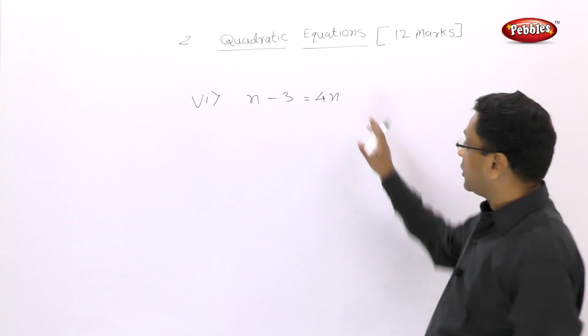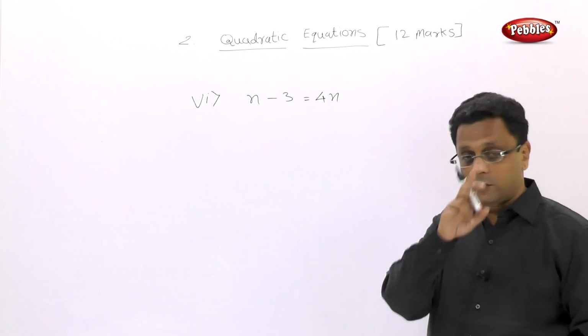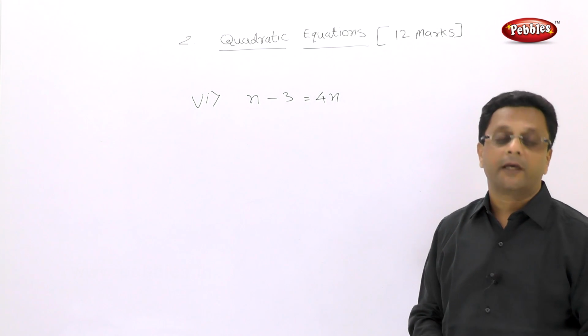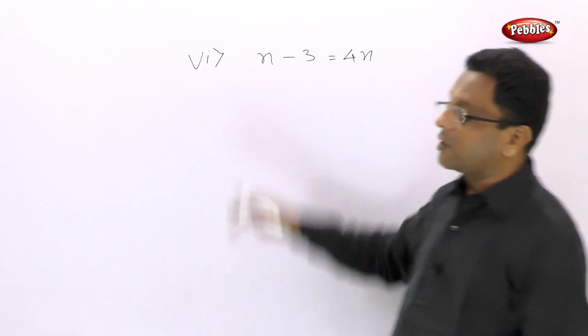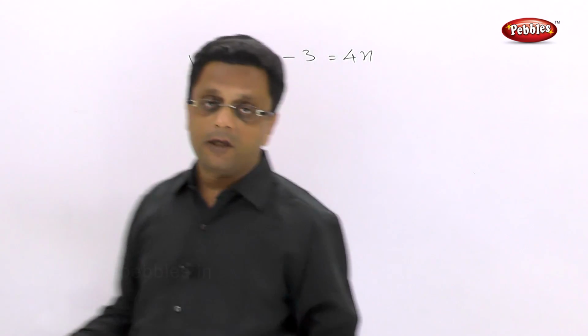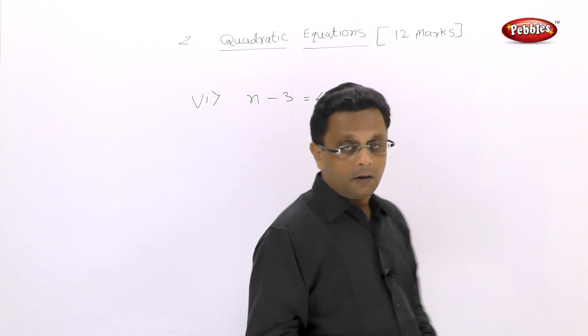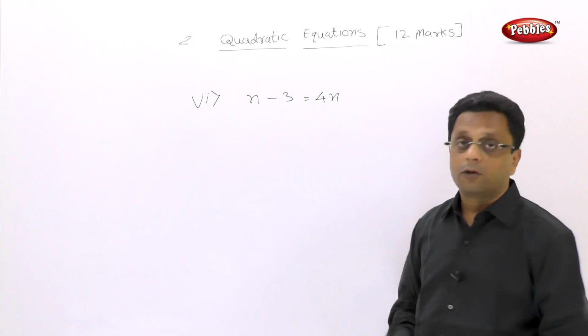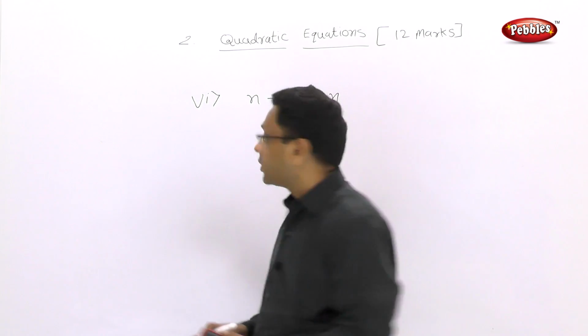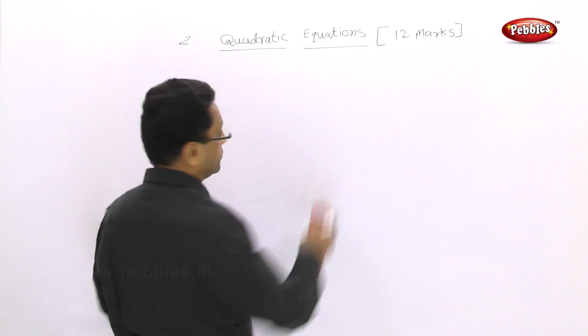Minus, or it will go down. This is one more confusion students make. When this 4n comes to this side, the degree of the equation is not going to change. So this is not a quadratic equation. Let us see the next one.